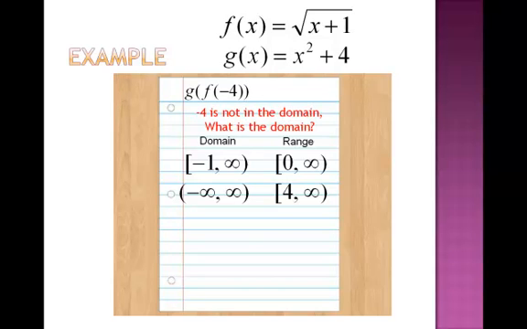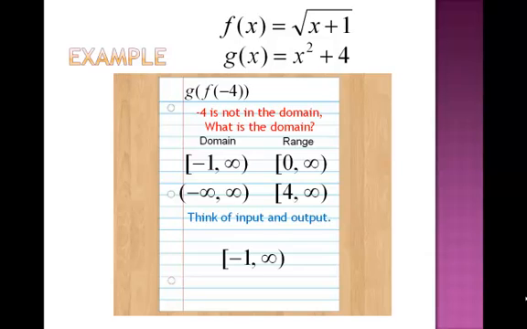So, looking at the range of f and the domain of g, it doesn't have any real conflicts or any real problems. Anything that f produces, g can handle. So, the overall domain, when I put them together, becomes the domain of f, the inside function.